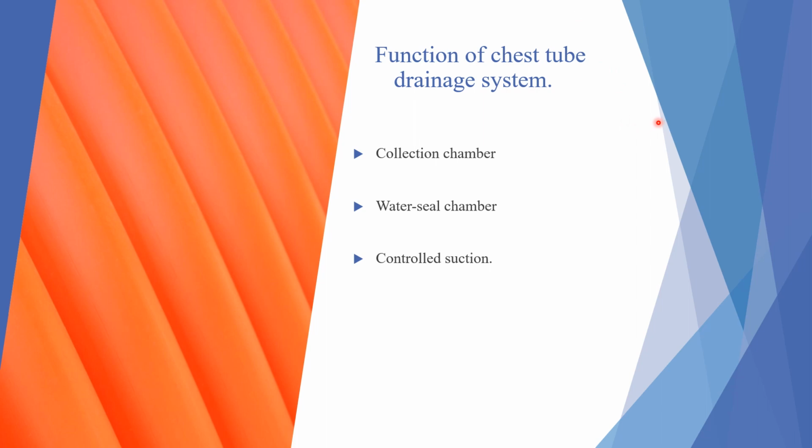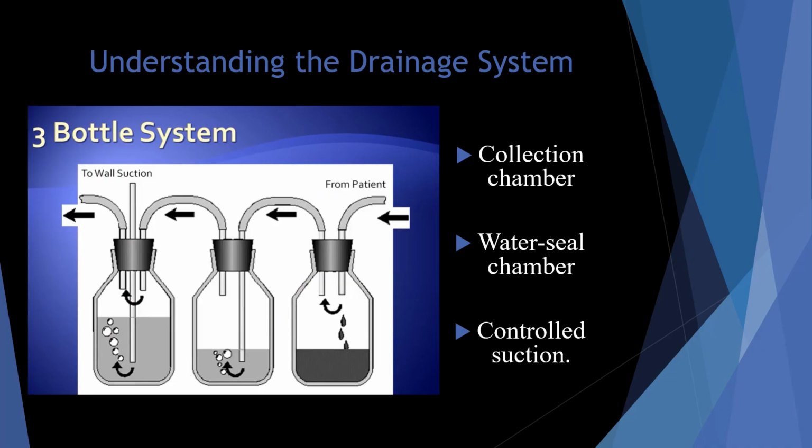All right, enough about the lungs and all of that. Let's get into the actual chest tube drainage system now. So what we're going to look at is the 3-chamber system. We're going to break that down into the individual chambers and see how they all relate to each other. It's really kind of cool.